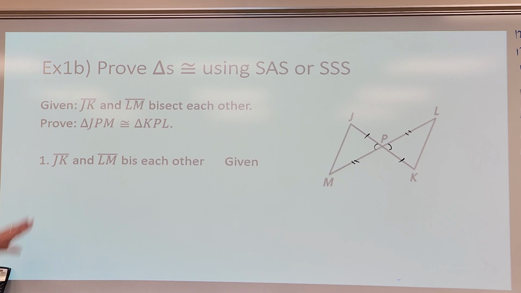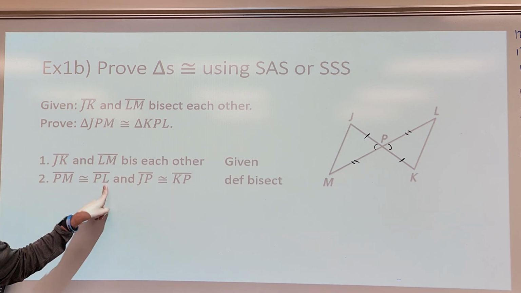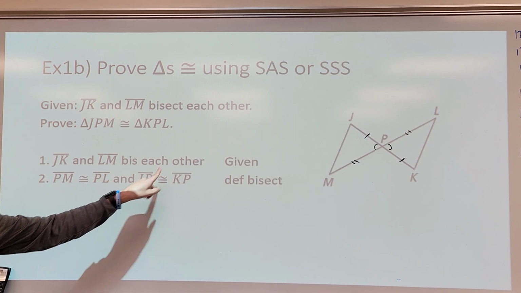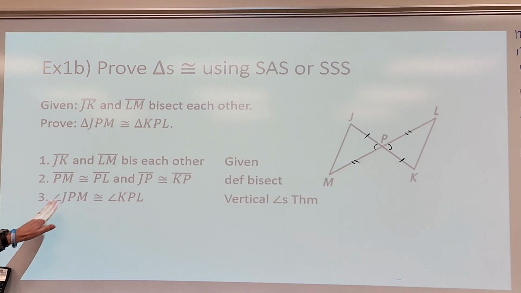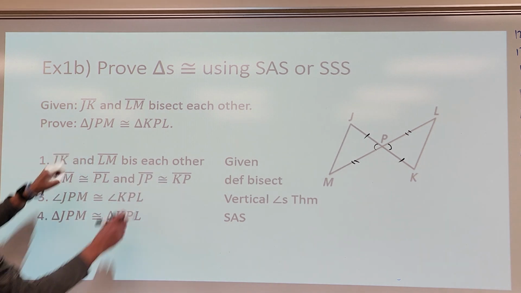Oh, here's another way we could say it. Because we can have it with them bisecting each other and then list two of those statements by the definition of bisect. And therefore we have then vertical angles and then side, angle, side. So we could do this, like I said, in 4 steps instead of having to write these things out separately as separate steps.